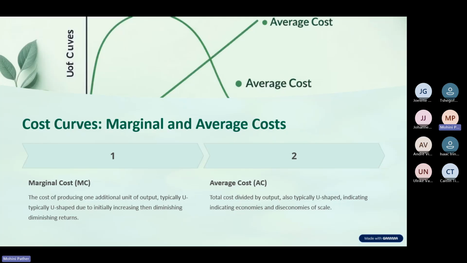It typically manifests as a U-shaped curve. Okay, and that is due to the initial increasing and then diminishing returns. So initially we hire one person and they produce up to 10 units of product for us. Okay, then we say, wow, that's fantastic. We'll hire a second person.